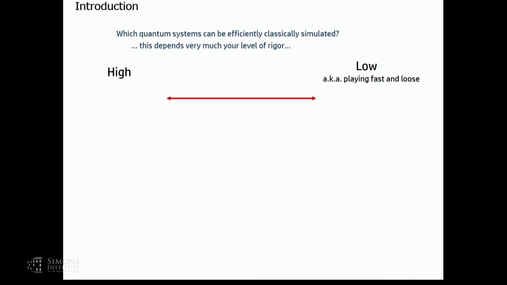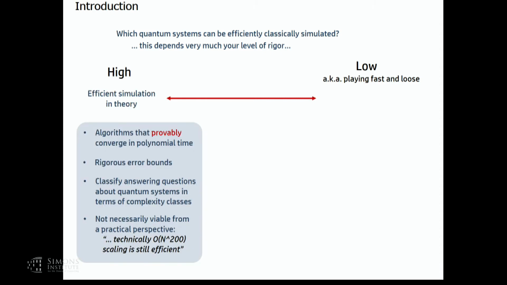Okay, so this question of what can be done classically depends a lot on how much rigor you want to bring to it, whether you're a computer scientist or a physicist. If you're at the high level of rigor, you care about efficient simulation in theory: you want algorithms that provably converge in polynomial time, you want rigorous error bounds, you want to classify complexity classes. You maybe don't care that things aren't practically viable. I was at a talk a few weeks ago and they were discussing an algorithm that scaled as the number of qubits to the power of 200, which is still technically efficient, but is not going to be much use from a practical perspective.